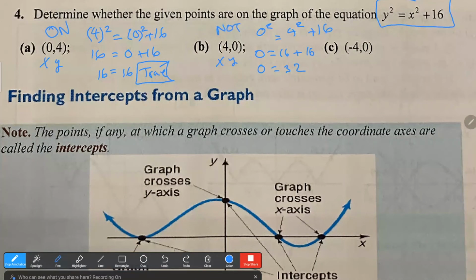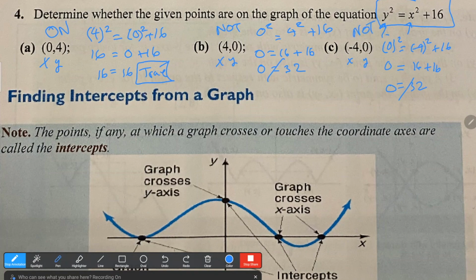And for C, this is our y value, and this is our x value. Plugging into our y value is 0 squared again. It's equal to negative 4 squared plus 16. Let's see, so it's going to be 0 is equal to 16 plus 16, which is equal to 32, which once again is not true, right? It's not true, so not on. And that's problem 4.